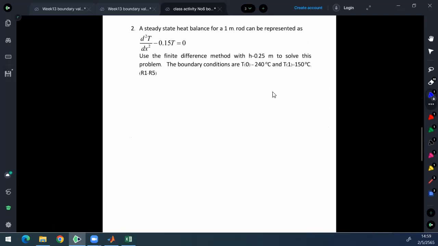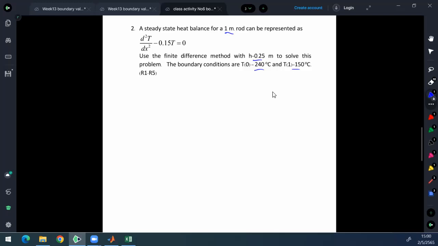The second one is very close to the example that we have learned, right? It is the same equation, very close, but the length becomes 1 meter instead of 10, and we will use h equal to 0.25. And the boundary conditions: when x equals 0, T equals 240, and when x equals 1, T equals 150, right?